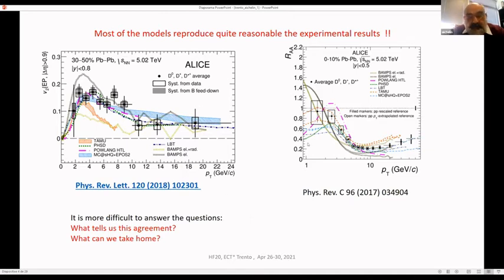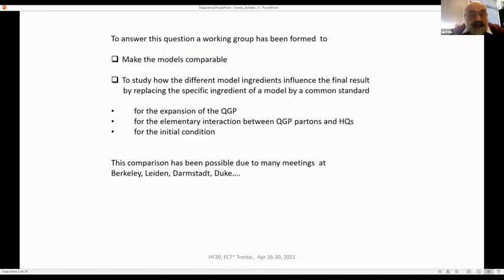So after this comparison, showing that it works quite nicely, the question is what we can really conclude from this. What does this agreement tell us and what can we take home, what goes into the books which we would like to publish? To answer these questions, a couple of years ago a working group was formed to make, first of all, the models comparable. Second, to study how the different model ingredients influence the final result by replacing a specific ingredient of one model by a common standard. For example, for the expansion of the QGP, for the elementary interaction between the plasma partons and the heavy quarks, and for the initial condition.